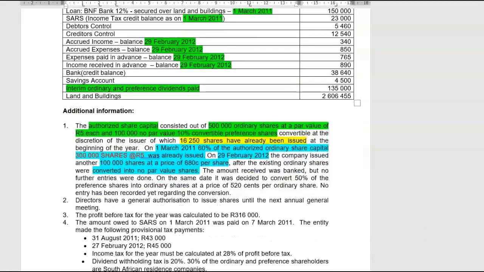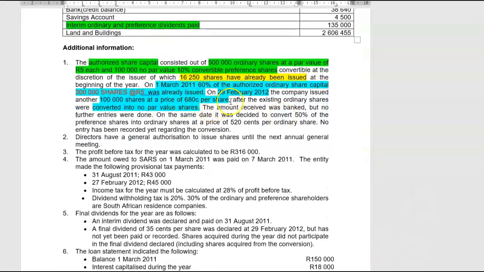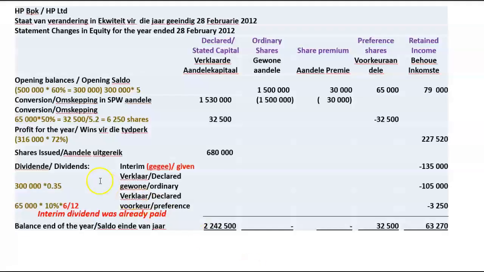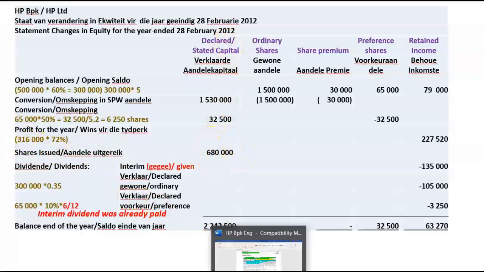Now, if we read the paragraph further, we have issued a further 100,000 ordinary shares during the course of the year. We might as well complete that. 100,000 shares issued, 100,000 ordinary shares, but maybe we should just wait a little bit with that.